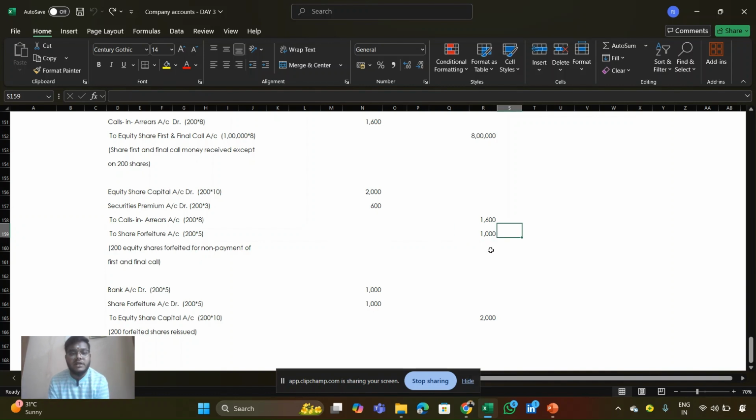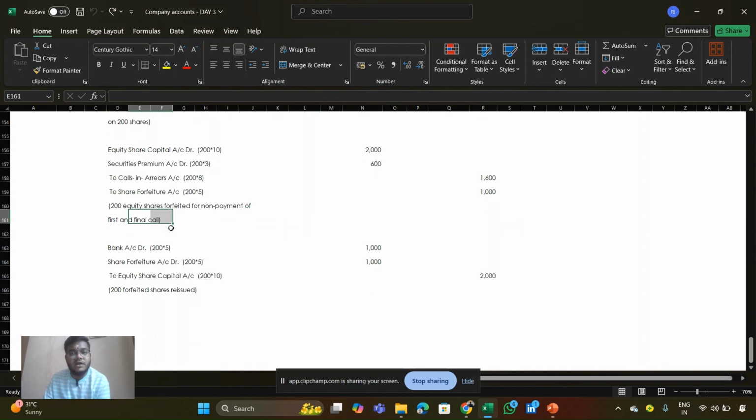Got it? When shares are forfeited, whatever was previously issued will be cancelled. Okay, he didn't pay the first and final call. So whatever he paid before will be cancelled. So the application and allotment money you have paid before will be cancelled. So its face value is rupees 5 per share. Securities premium is 3 per share. Okay, you have shown it separately. Calls in arrears is rupees 8. So equity share capital overall 10. So 200 shares will be forfeited for non-payment of the first and final call.